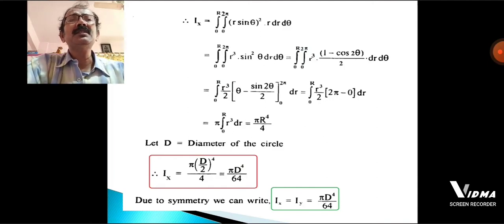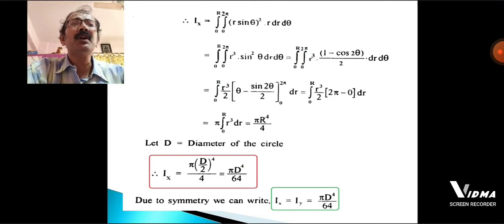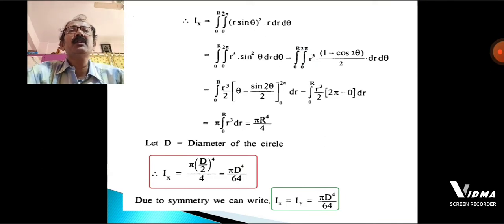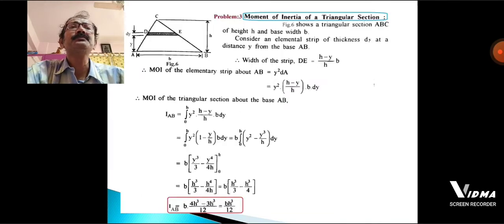If the diameter is d, in terms of diameter Ix should be pi into (d by 2) to the power 4 divided by 4, so pi d to the power 4 by 64. The circle is symmetric about the x axis as well as the y axis. That's why Ix equals Iy, which is pi d to the power 4 by 64.